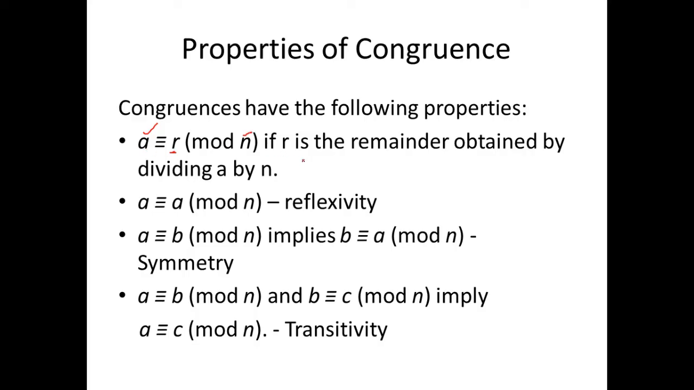Say let us consider A to be 15 and n to be 12. When I divide A by n, 15 by 12, the remainder is 3. So this is R, this is A, and this is n. That's what they are saying. A is congruent to R mod n, that is nothing but 15 is congruent to 3 mod 12. So this is a property: when you divide A by n, the remainder you get will be congruent to A.